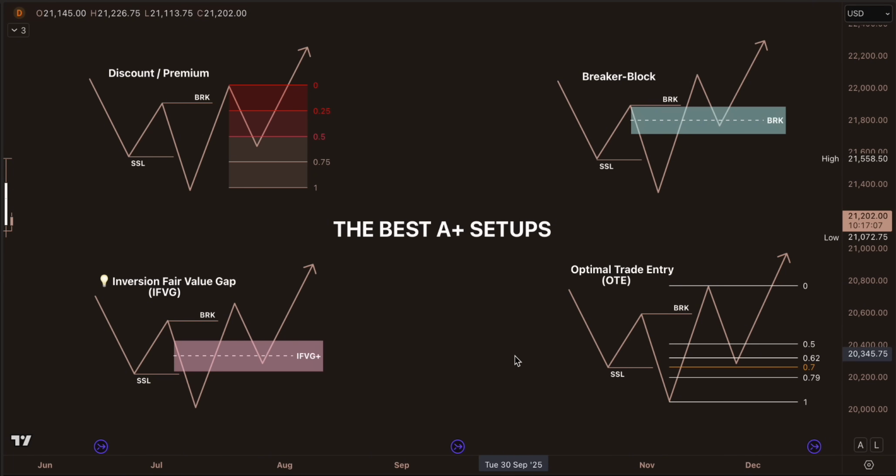I'm going to show you all 4 of these setups. Of course, the same thing. You buy in a discount when we're bullish, and you sell in a premium when we're bearish. Simple. Okay. Let's continue.